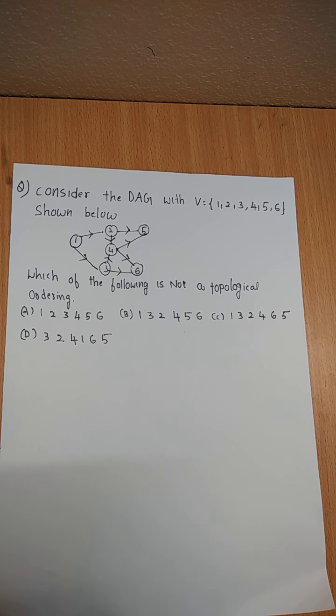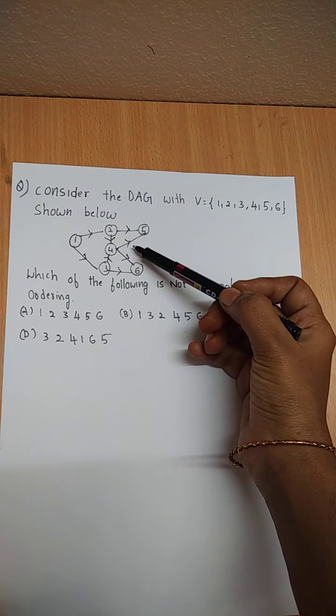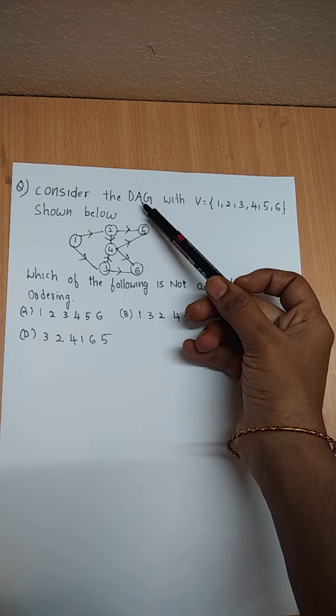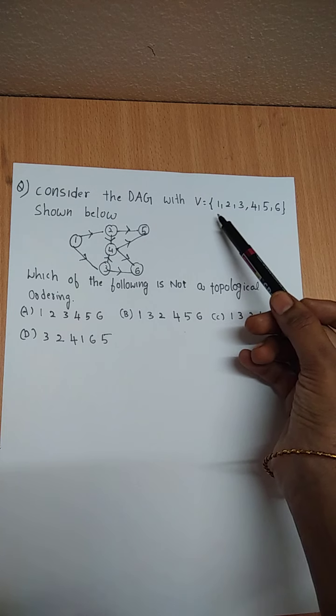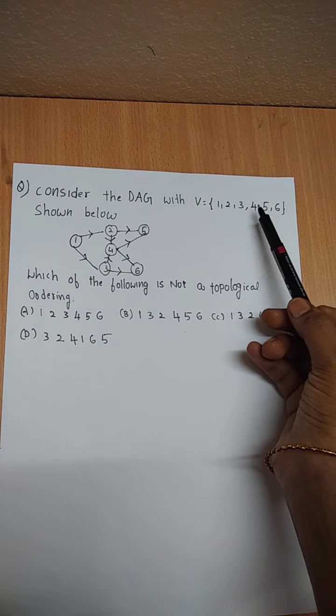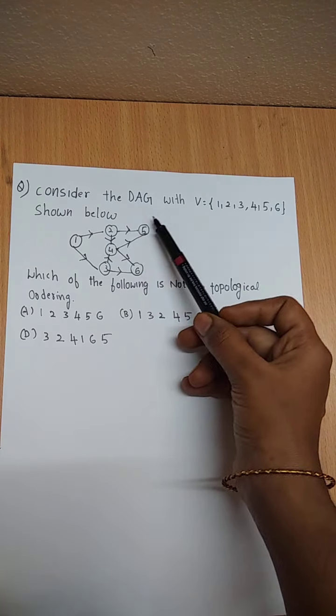In this series of videos, we are discussing data structures questions and answers for the KIT exam. Here is today's question. This is a directed acyclic graph. Consider the directed acyclic graph with a set of vertices V, and those vertices are 1, 2, 3, 4, 5, 6, and that graph is shown below.